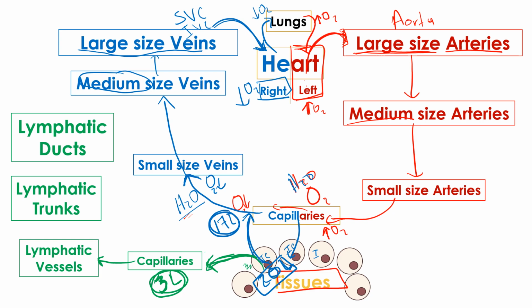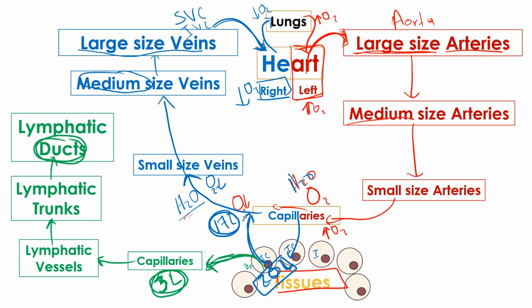Lymphatic vessels merge to form structures a little bit bigger, called lymphatic trunks. And then the lymphatic trunks merge to form the 2 largest vessels, which are called the ducts. So there are 2: the right lymphatic duct and the thoracic duct. That's the equivalent of the inferior and superior vena cava if you want to compare it with veins.